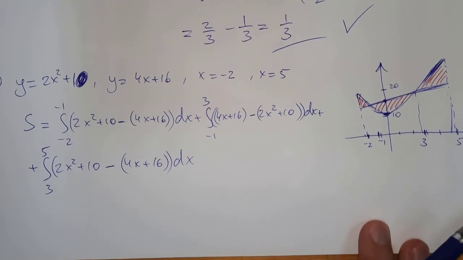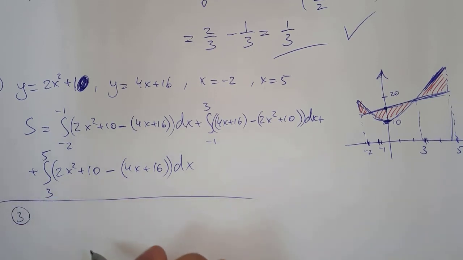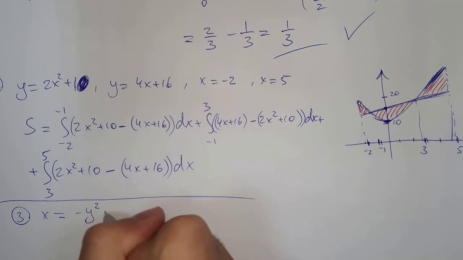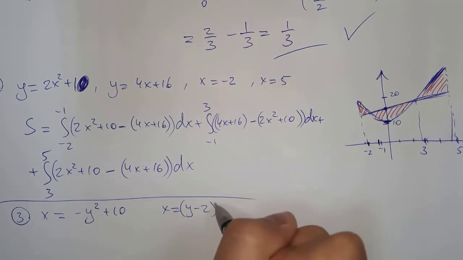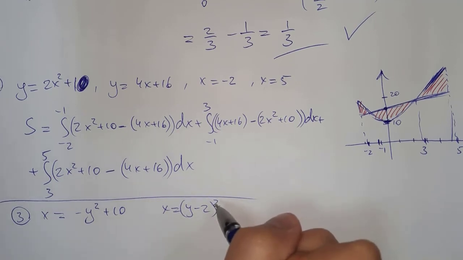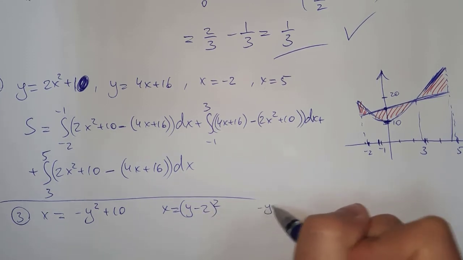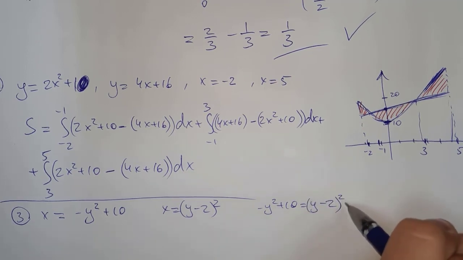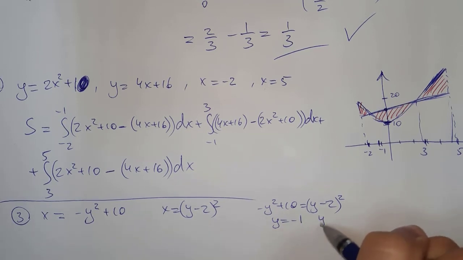For example, let's consider one more example here. So x is minus y squared plus 10, and x is y minus 2 squared. So here, firstly, we need to find intersection points, and we need to equate these two functions, and here we'll get y is -1 and y is 3.